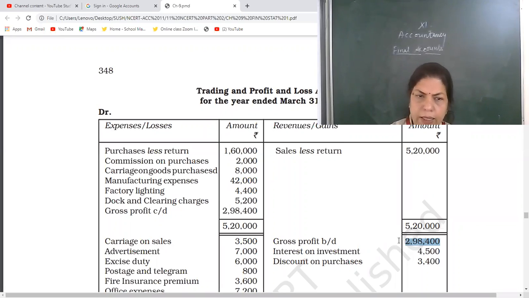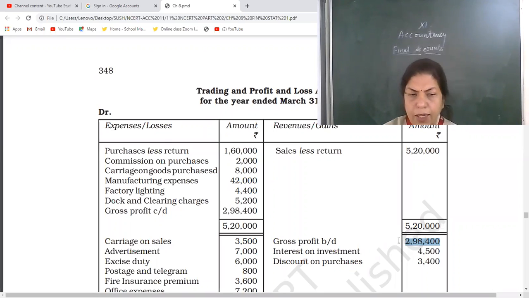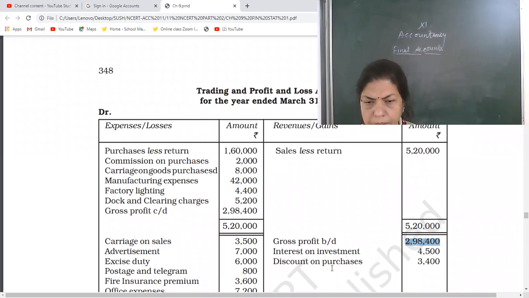By sales less return, to purchase less return, commission on purchase, note down please, carriage on goods purchase, manufacturing expenses, factory lighting, dock and clearing charges, and how to calculate gross profit. In the rough column you can subtract all the items from 5,20,000. This remaining amount will be transferred here. Then after double lines of trading account, profit and loss account starts.